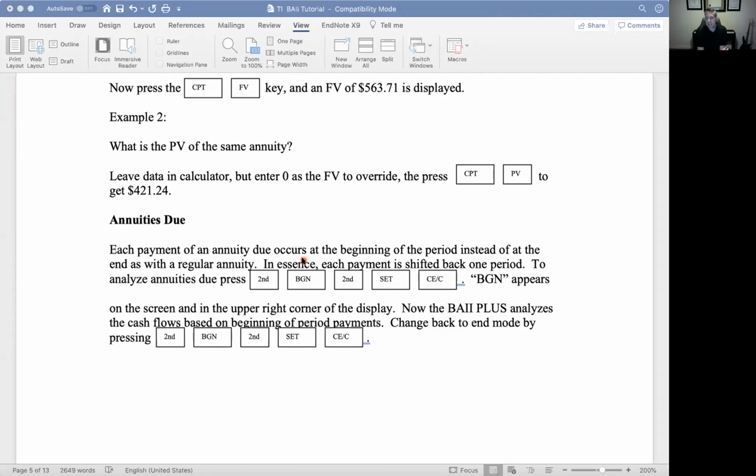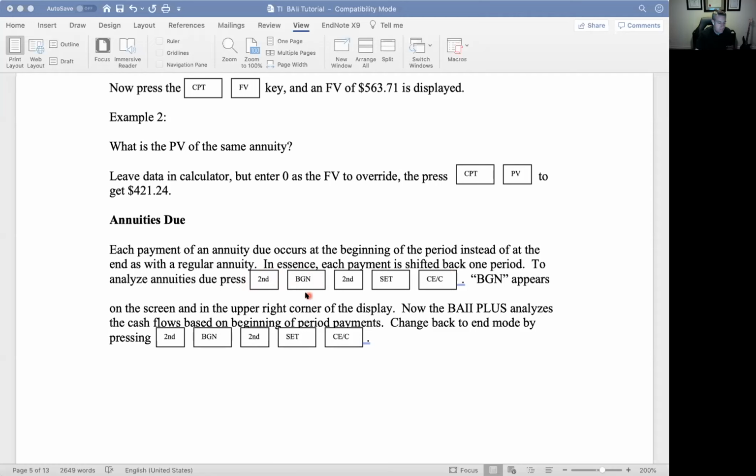So we're going to practice how to switch our calculator between these two. Your calculator is defaulted to calculate an ordinary annuity, but here we're going to look at how to calculate an annuity due. Each payment of an annuity due occurs at the beginning of the period instead of at the end, as with the regular annuity or ordinary annuity. In essence, each payment is shifted back one period. To analyze annuities due, we're going to change this. So hit second, and then hit the BGN.